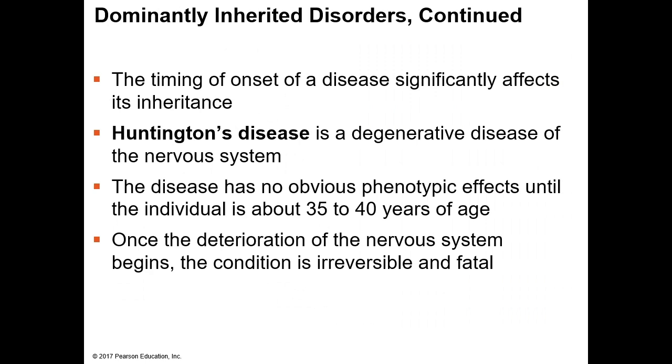The timing of onset of a disease significantly affects its inheritance. Huntington's disease is a degenerative disease of the nervous system. The disease has no obvious phenotypic effects until the individual is about 35 to 40 years of age. Once the deterioration of the nervous system begins, the condition is irreversible and fatal.